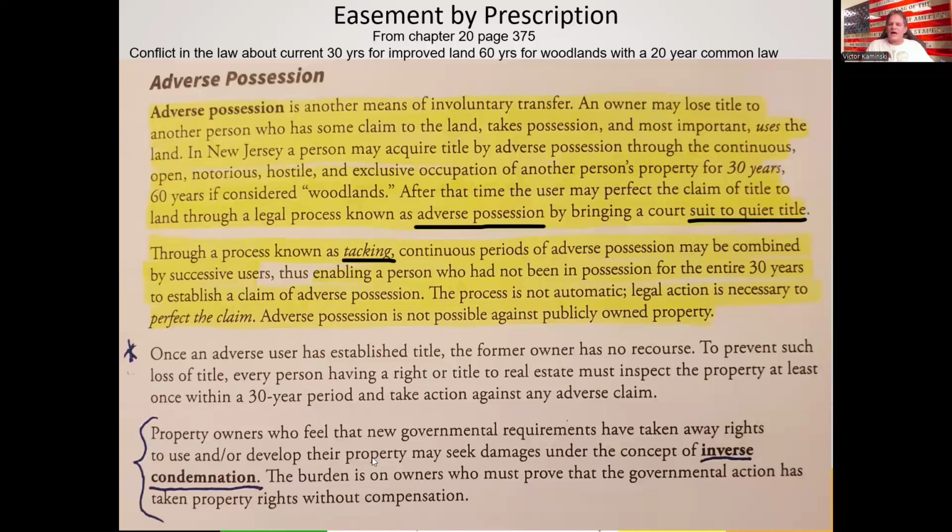And then we have that inverse condemnation. You're not going to get this on exams, but it is good to know. It could come in handy sometime in your careers. Property owners who feel that new government requirements, all kinds of government rules on how you could use your property put in place through zoning laws and environmental laws and restrictions, could burden the property to the point that it can't really be used, or devalue the property. A property owner doesn't have to stand for that. They could seek damages, money to be reimbursed for that, through what's known as inverse condemnation.